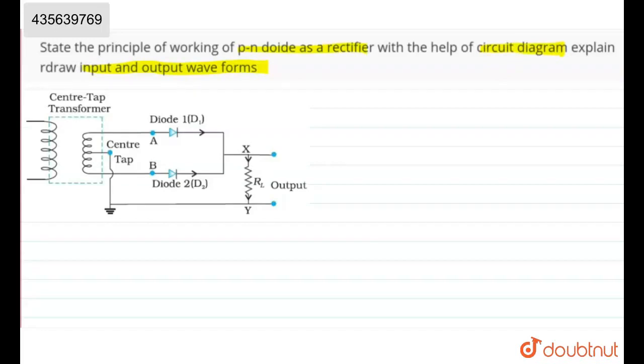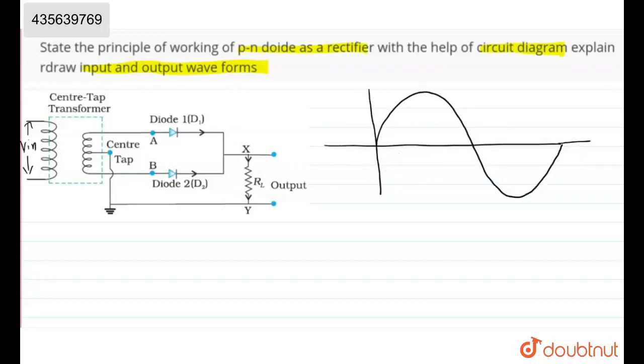So here we have a full wave rectifier. In this, we have our input here, let us call it V in, and we have the output here. If we assume that our input V in is something like this, then we'll see that in the positive half this is V in.